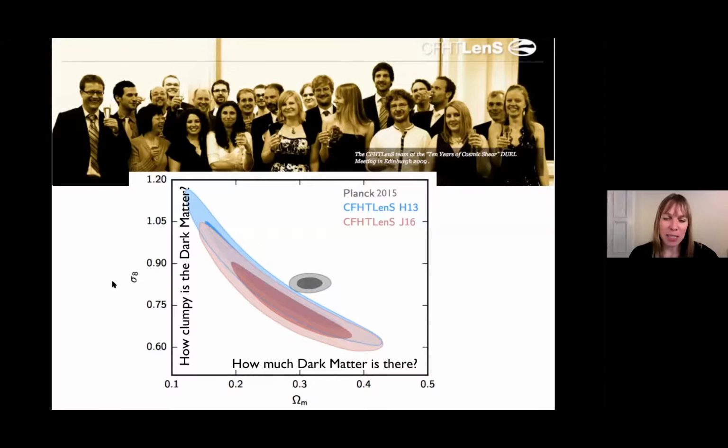So there are these two numbers that I can measure when I am looking at the universe. How clumpy the dark matter is on this axis, and how much dark matter there is. So if I've got lots of dark energy, then I don't expect the dark matter to be that clumpy, because the dark energy sort of slows down the clumpiness of the dark matter. Now, the bananas that you can see here come from a project called the Canada-France-Hawaii Telescope Lensing Survey.